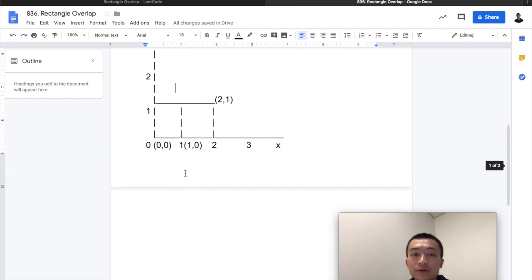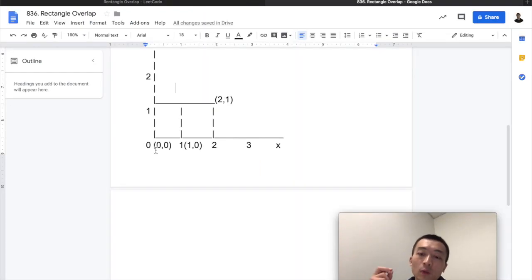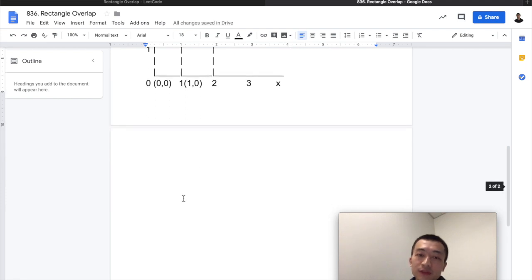Then let's think about what the formula or pattern is, or what kind of math we can use to figure out whether these two rectangles overlap, because we're only given two points identified by 4 coordinates. This is on the 2-dimensional plane, so let's think about that in the 1D scenario. Just think about one segment.